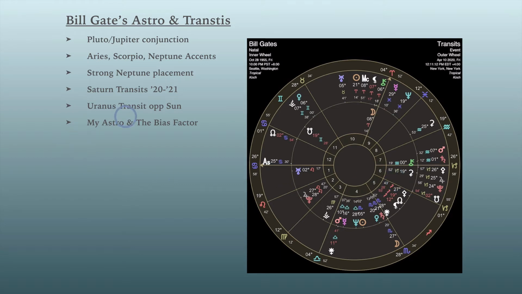And so I call this the bias factor in interpretation. And I think when you're looking at charts, a person just has to call it and say, this is a tough one. Maybe I should recuse myself of interpreting this chart because I have an inherent reaction to this person's personality. So I'm going to try to be as neutral as possible here, given all that. But let's look at his chart.